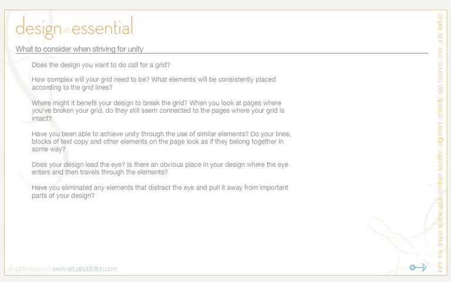When you look at the pages where you've broken the grid, do they still seem connected to the pages where your grid is intact? If this is not the case, then consider whether you've been too free in breaking your grid. Have you been able to achieve unity through the use of similar elements? Do your lines and blocks of text and copy and other elements on the page look as if they belong together in the same way? Does the design lead the eye? Is there an obvious place in your design where the eye enters and then travels through the elements? And have you eliminated any elements that distract the eye and pull it away from the important parts of your design?